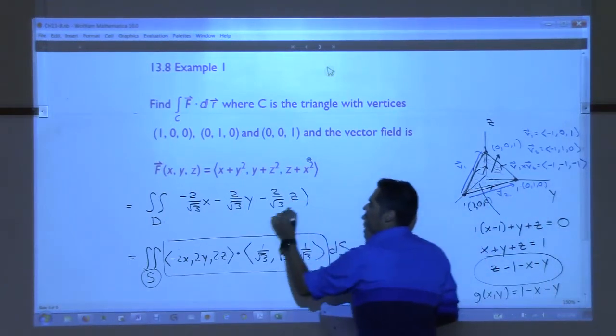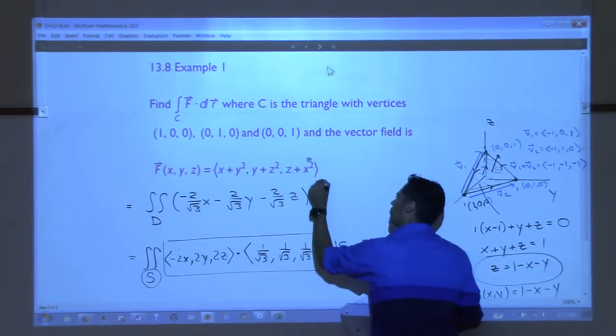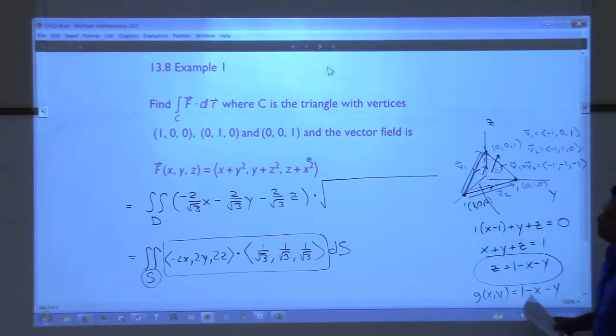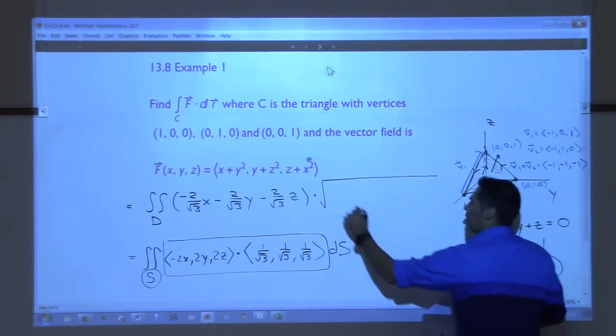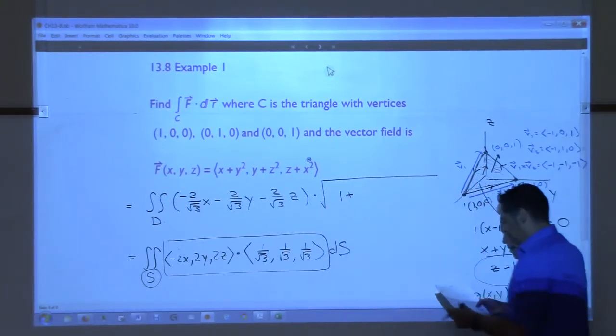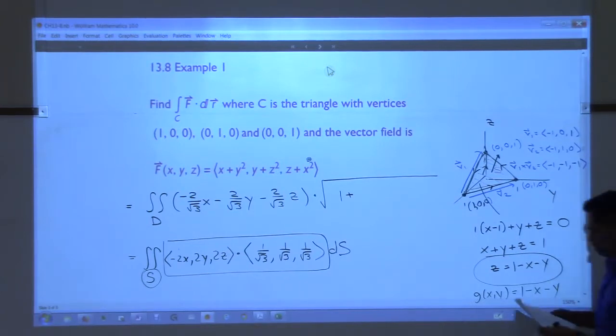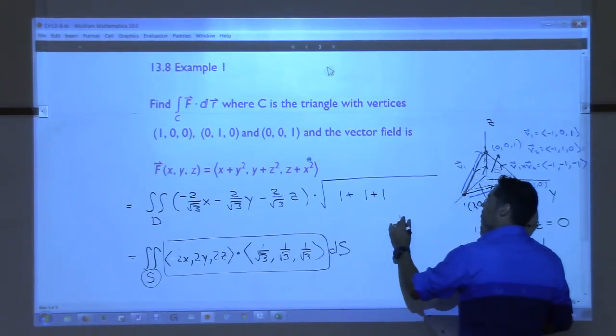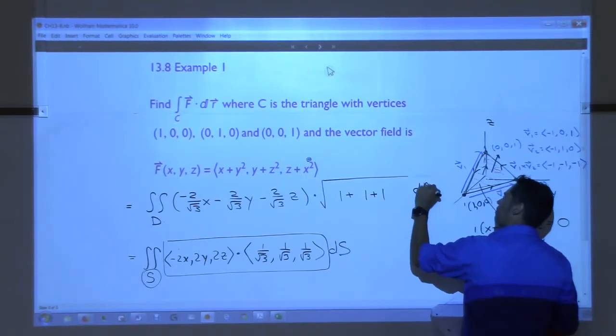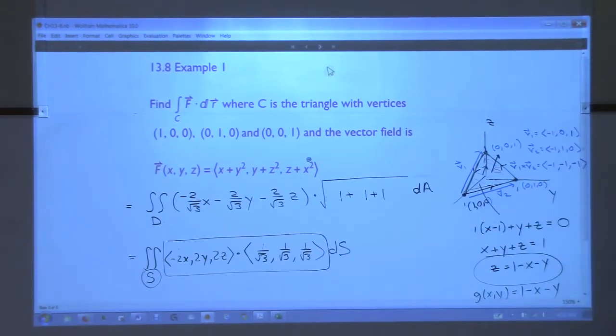And I'm going to multiply that times what? Square root of partial of this with respect to x, which is -1, then squared, plus partial of this with respect to y, squared, plus 1, dA. And you see that root 3? That root 3 is going to go through and kill off all those other root 3's.